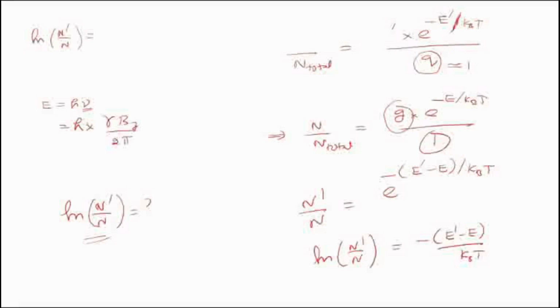h by 2 pi is nothing but h cross. So h by 2 pi, you can write it as h cross gamma into Bz. This is the formula for energy of the excited state.